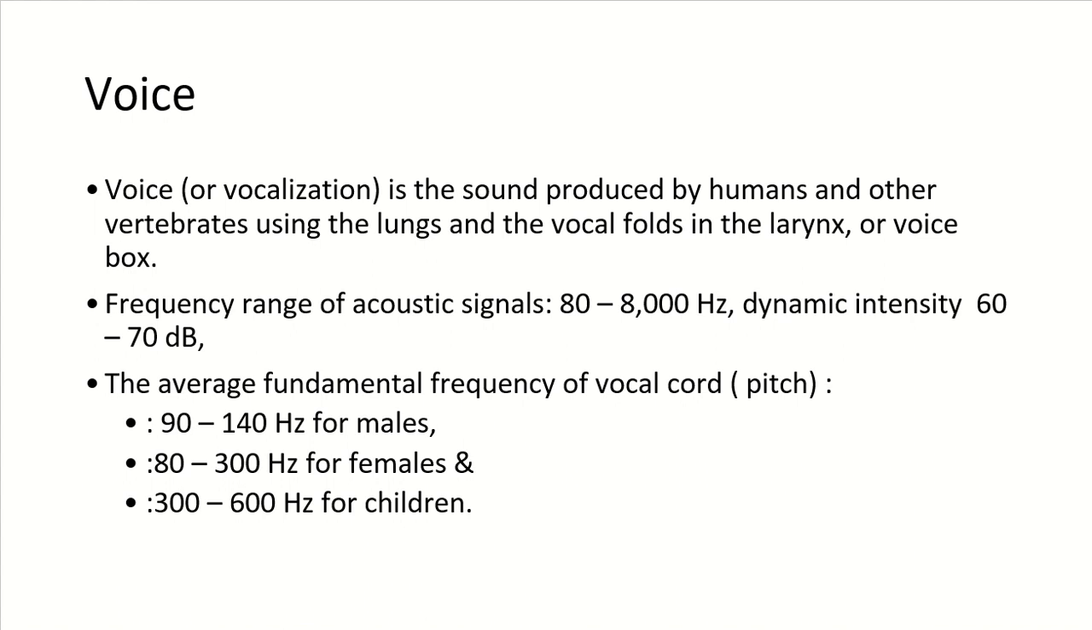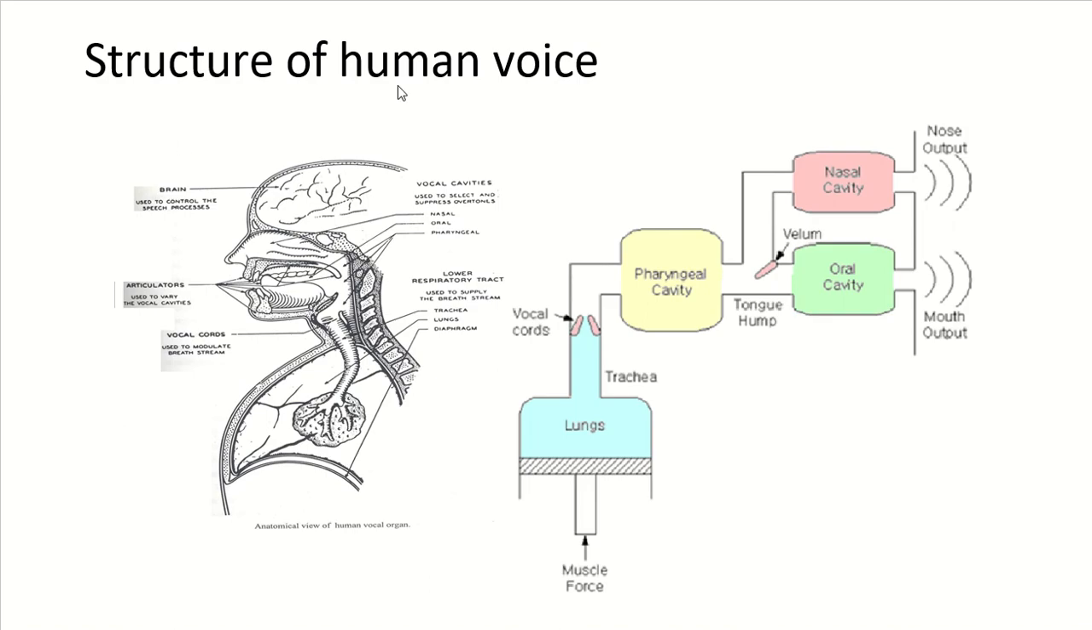Voice is the sound produced by humans or vertebrates using lungs and the voice box known as the larynx. The frequency range of acoustic signals is 80 to 8000 Hz. Dynamic intensity is 60 to 70 dB. The average fundamental frequency of the vocal cord, or pitch, is 90 to 140 Hz for males, 80 to 300 for females, and 300 to 600 for children. That is the pitch.